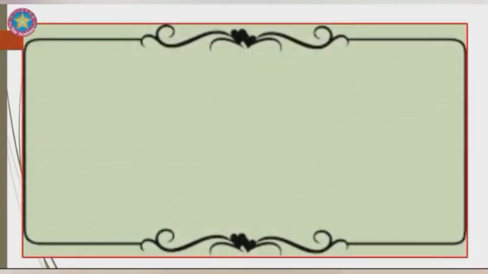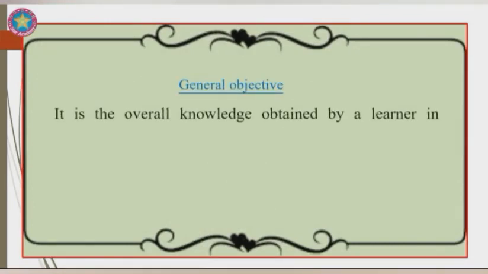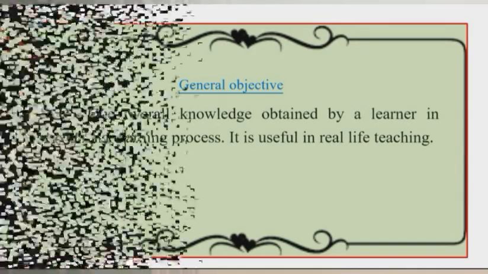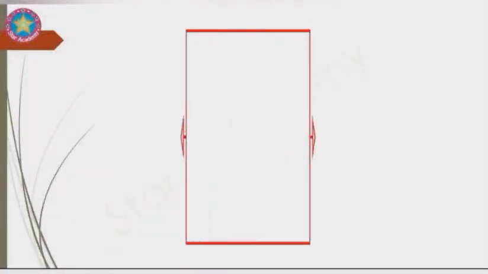What is general objective? General objective states the overall knowledge obtained by a learner in the teaching learning process. It is useful in real life teaching. Now, specific objectives. There are three types of specific objectives. Let us discuss these three.